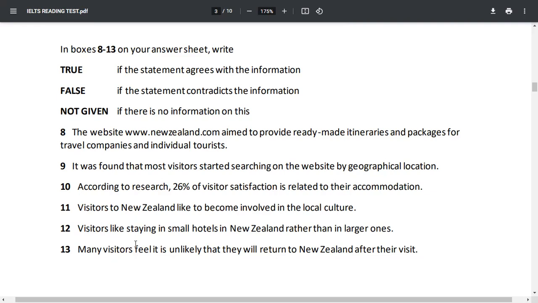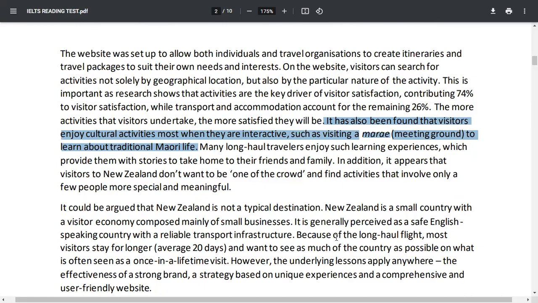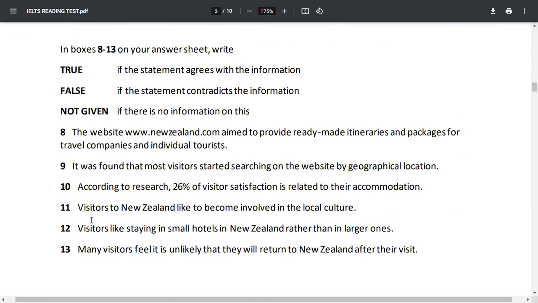Number 12: visitors like staying in small hotels in New Zealand rather than larger ones. Looking for one of the keywords, which is hotels, this is not mentioned in any of the paragraphs. Accommodation is referred to in paragraph 6, and the smallest bed and breakfast is mentioned in paragraph 2, but there is nothing to refer to the statement in the question. If you read the sentence again, there was nothing mentioned about hotels. They didn't compare anything. So it's quite clear that number 12 is not given, and you don't have to spend time on it.